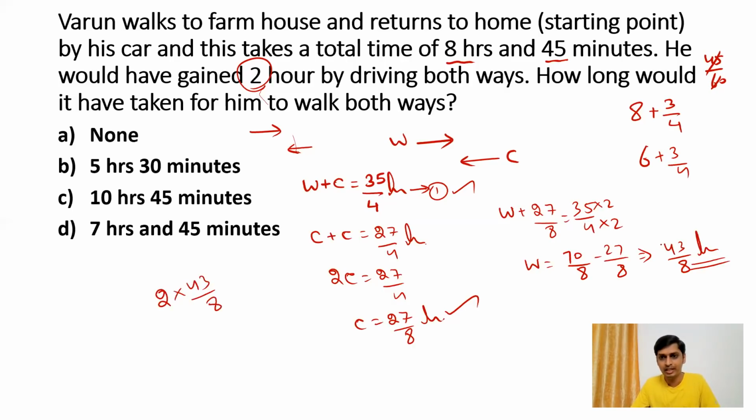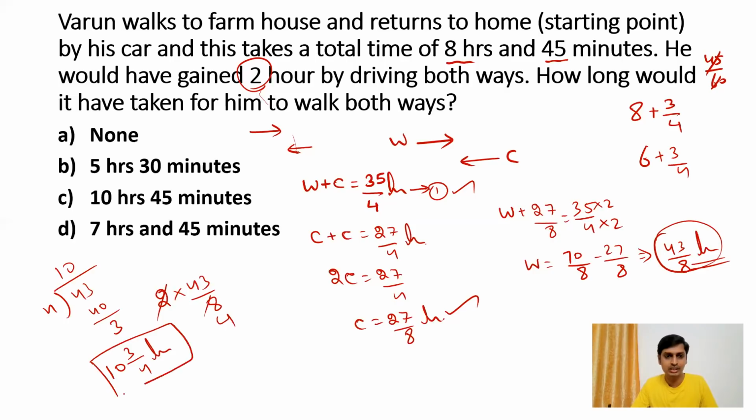In one way he takes 43 by 8 hours. So in two ways he will take 43 by 8 into 2. If you cancel, you get 43 by 4. So what is 43 by 4? It's 10 times 4 is 40 and remainder 3. So you can say 10 3 by 4 hours, which is nothing but 10 hours and 45 minutes. So he totally takes 10 hours 45 minutes to cover that particular distance both up and down.